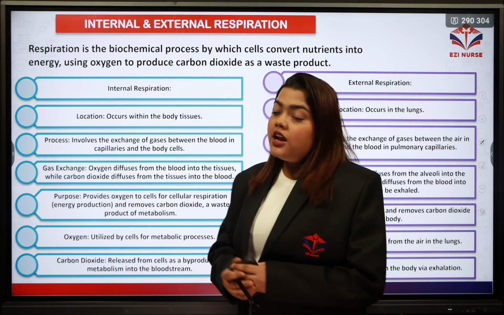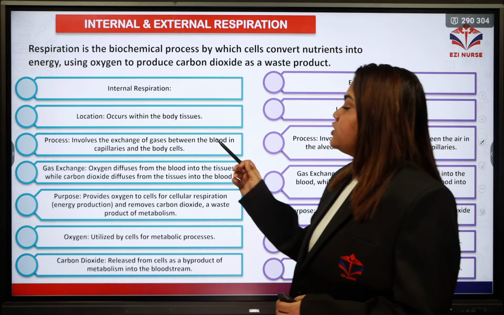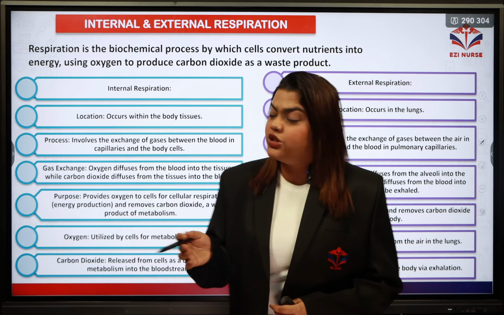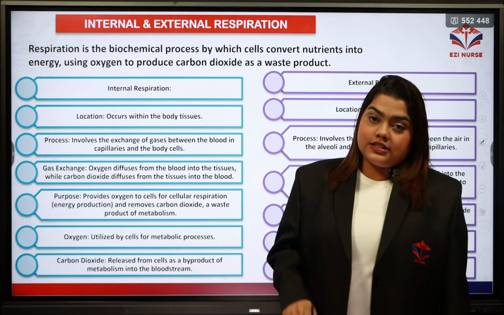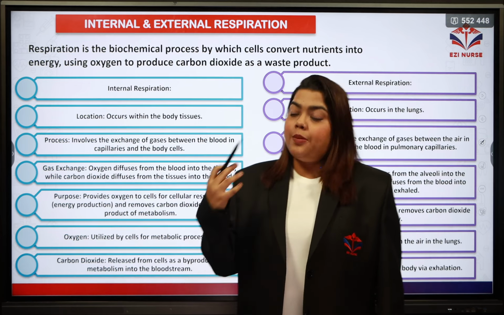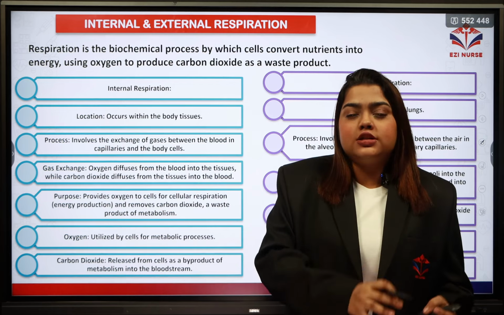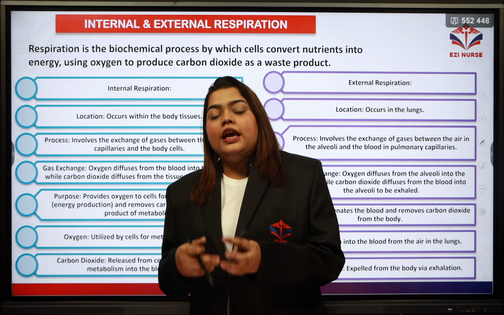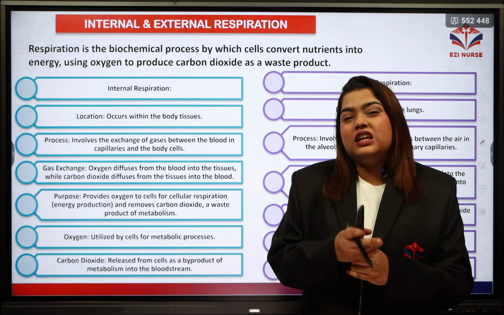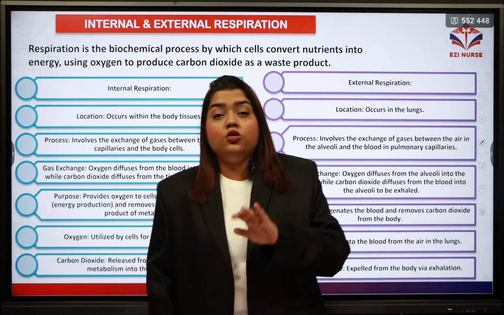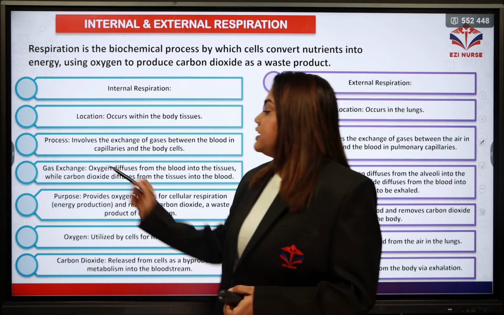In internal respiration, what is happening? First is the location where it is happening. It occurs in the body tissues. Then the process: it involves the exchange of gases between the blood in the capillaries and the body cells. Then the gas exchange: oxygen and carbon dioxide will be exchanged. When the oxygenated blood comes to the cells, it will be replaced by the deoxygenated blood, carrying the carbon dioxide produced by the cells as a waste product. So that is gas exchange.